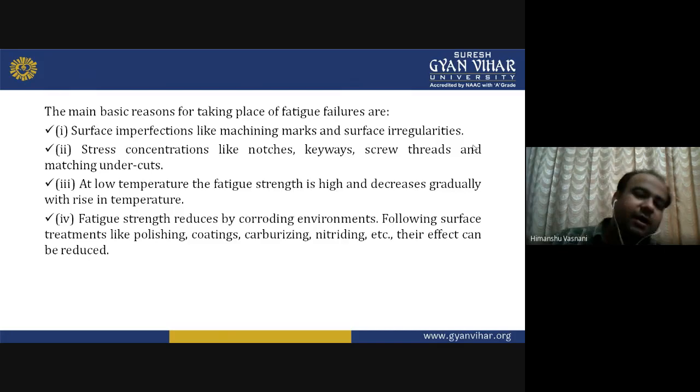We have to take care of stress concentrations like notches, keyways, threads, machining and so on. We have to take care of that also.